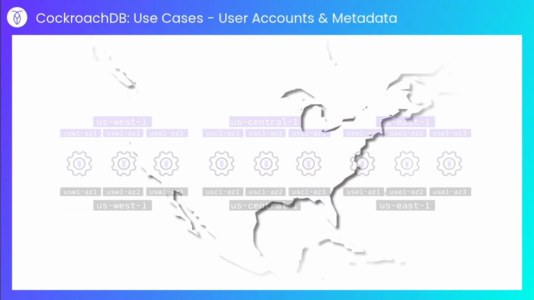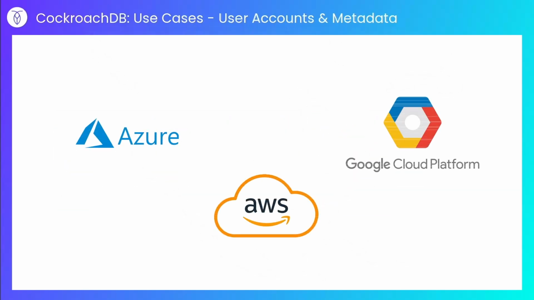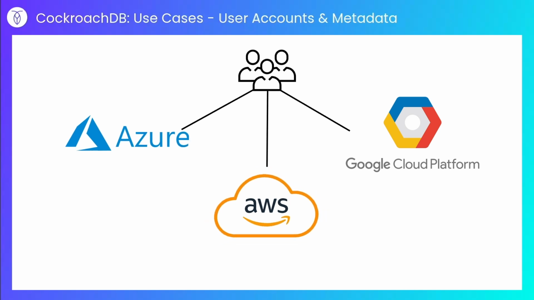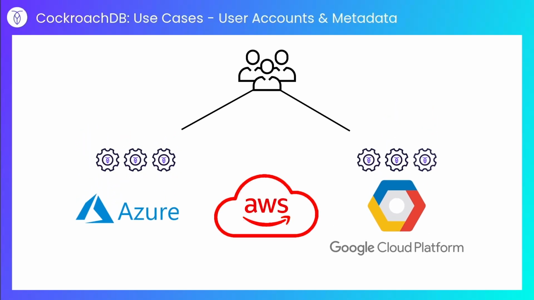Let's zoom out further. In the very worst outage scenario, an entire cloud provider might become unavailable. Let's assume in this scenario we're running across AWS, Azure, and GCP, and for one reason or another, the entire AWS cloud has become temporarily unavailable. In this scenario, the nodes running across Azure and GCP would keep the service available while AWS is down.